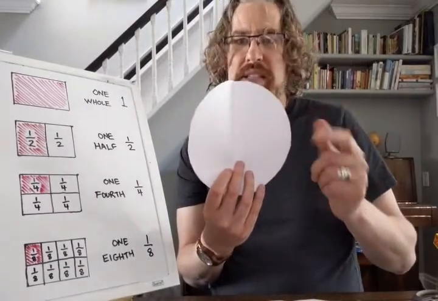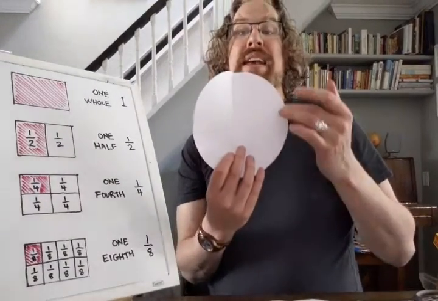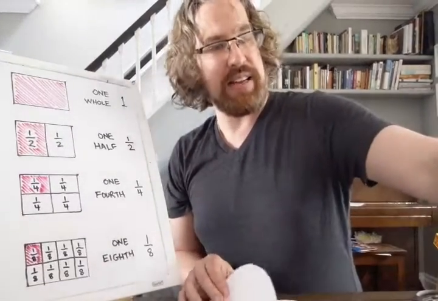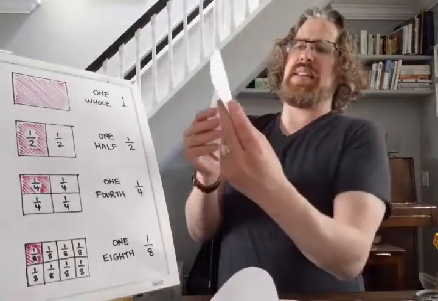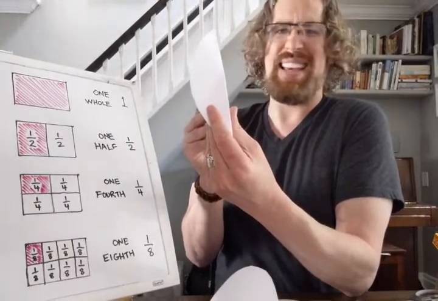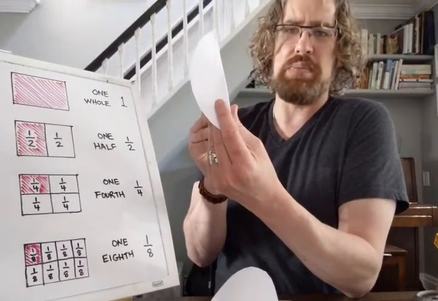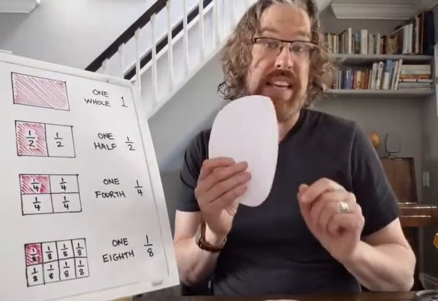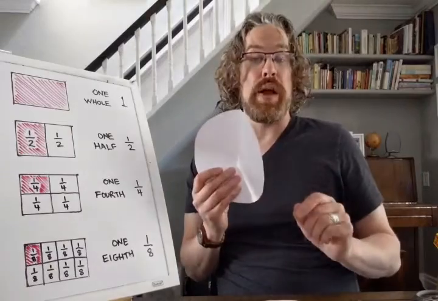Remember we talked about last time, the parts must be equal in order for them to be fractions. If I did this, this is not an equal part. Let's color one of the equal parts so that we are showing 1/2.